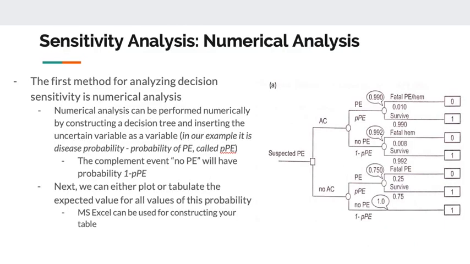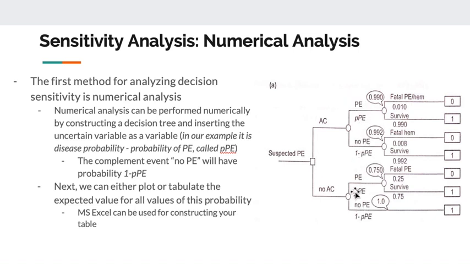So for analyzing the sensitivity of our decision, here we can discuss two main methods. The first one we call numerical analysis. In this method, we carry out the analysis by constructing a decision tree and inserting the uncertainty as variables. Particularly in our example right here, the disease probability, the probability of PE, called P of PE. Based on this variable, we can calculate the probability of no PE. That's going to be 1 minus P of PE because the two events right here are complements.